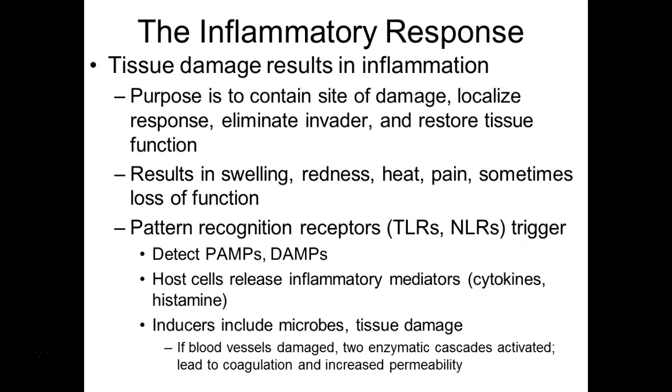Well, how does this whole thing get started? Well, your cells themselves have receptors on their surface to be able to detect when things go wrong. And we generally refer to these as pattern recognition receptors. So your body recognizes specific patterns that are related to pathogens. So this is pathogen-associated molecular patterns.